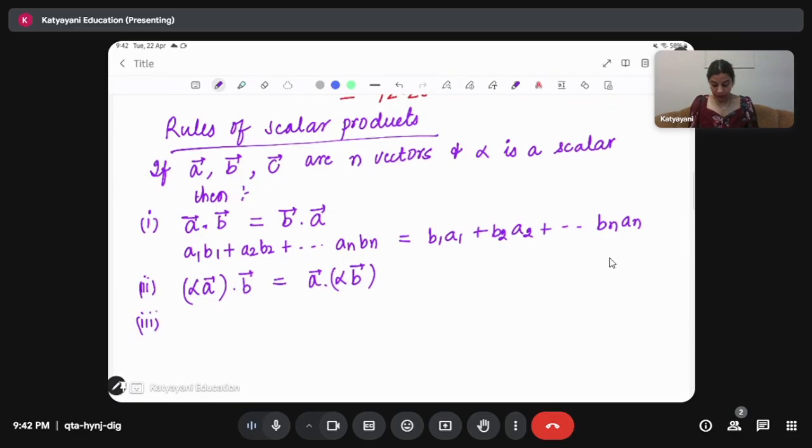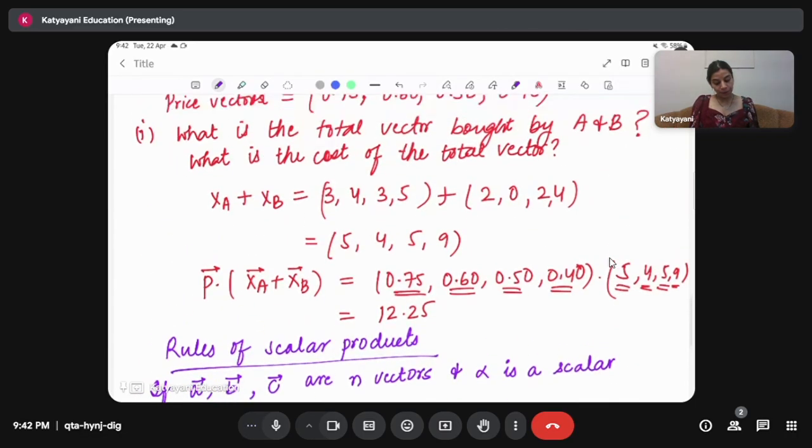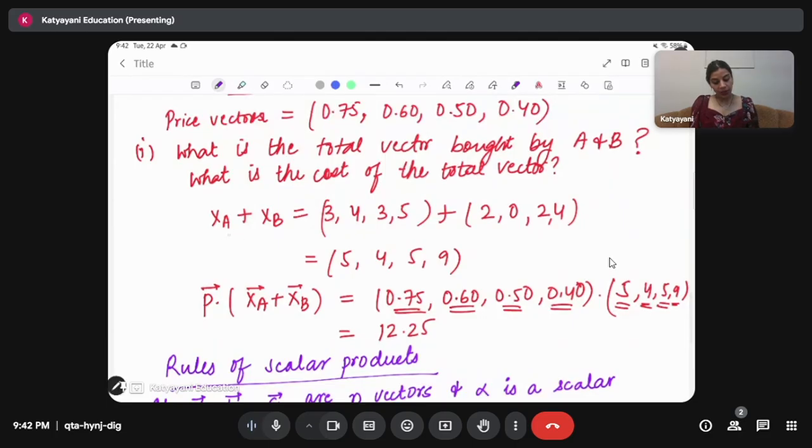The third property is that if I add two vectors b and c and then take the dot product with A, it is the same as taking the dot product of A and B first, and then A and C, and then adding them. So this is called the distributive law or the distributive property of scalar products. So I can distribute A over B and C here. Again, we can see it in this example. In this example you can see that what I have done is I have added the two commodity vectors A and B first and then multiplied it with P, the price vector.